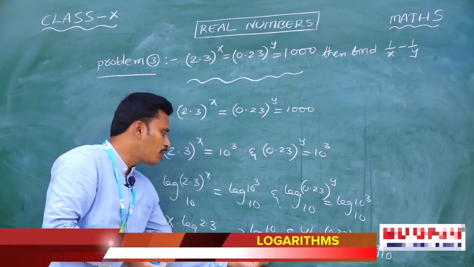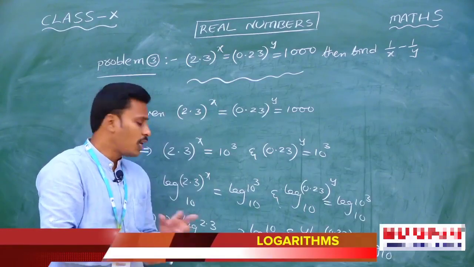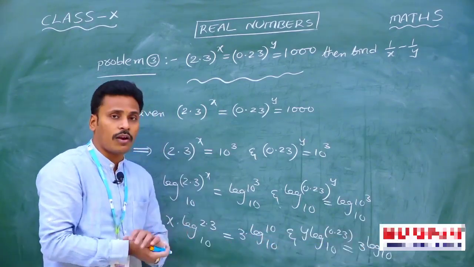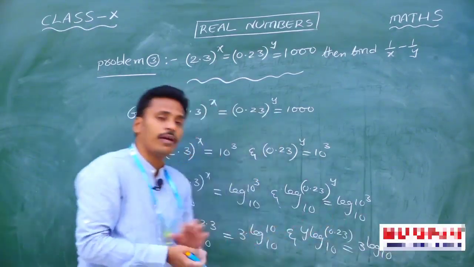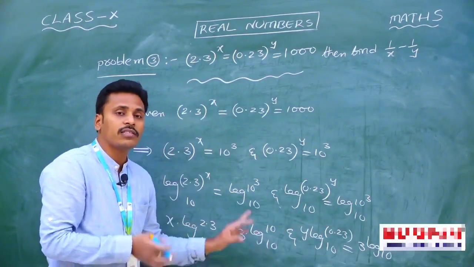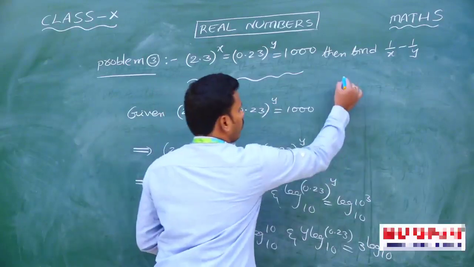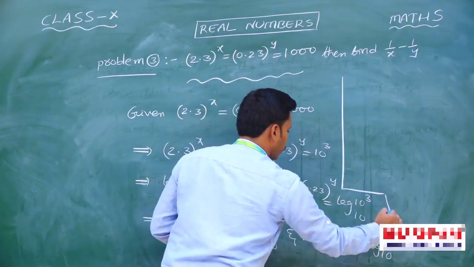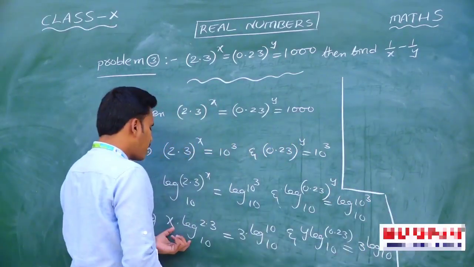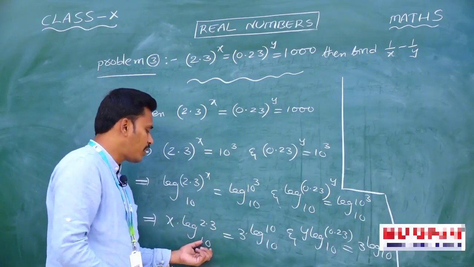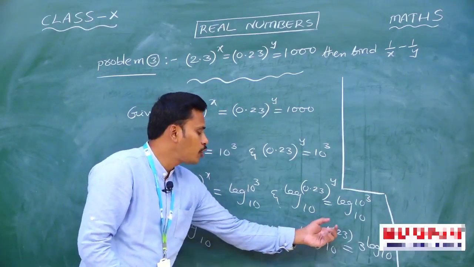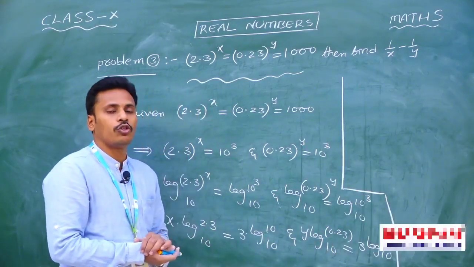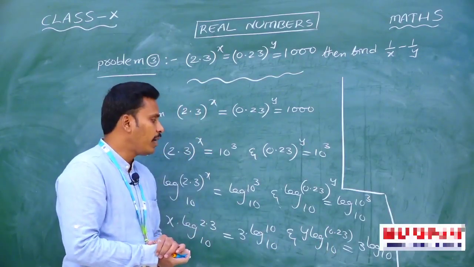And what do you say about this logarithm of 10 base 10? Logarithm of any number to the same base is 1, right? So this logarithm of 10 base 10 is 1. So 3 into 1 is 3. And that's why I can write it like this now: x logarithm of 2.3 base 10 is equal to 3 log 10 base 10, and y logarithm of 0.23 base 10 is equal to 3 log 10 base 10.